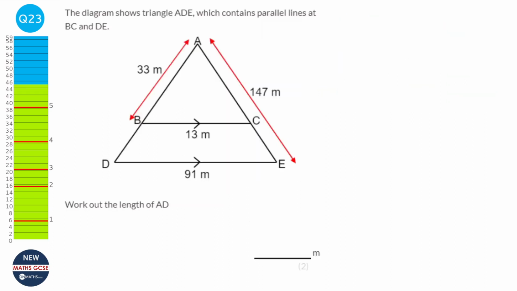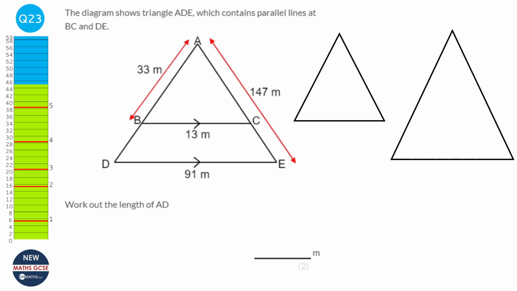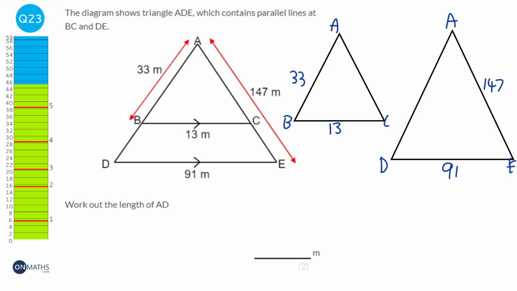I'm going to draw out the two triangles that we have here separately, so we can see a little bit clearer about what's going on. And it's actually good advice to draw them separately. And so here we've got AB, which is 33 meters. And this other triangle is ADE. Should probably have labelled that on. And we've got the 91 there, and we've got 13 there, and then we've got 147 here. I think that's all. And we're asked to find length AD.